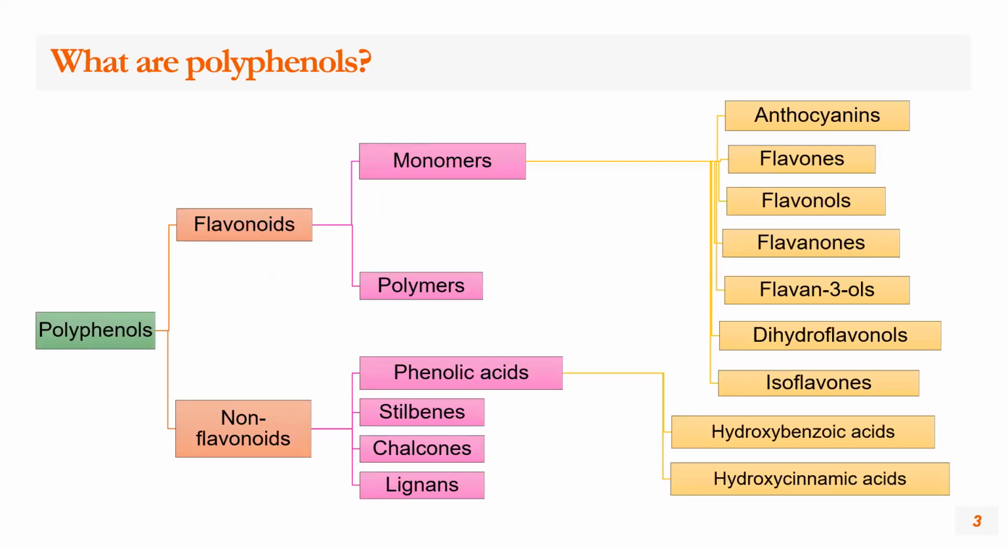According to this, there are many subclasses of polyphenols. Mainly, they are flavonoids and non-flavonoids. I'm talking today mainly about the flavonoids. They have the same nucleus, but they have different substituents on the benzene rings around and a different number of hydroxyl groups.